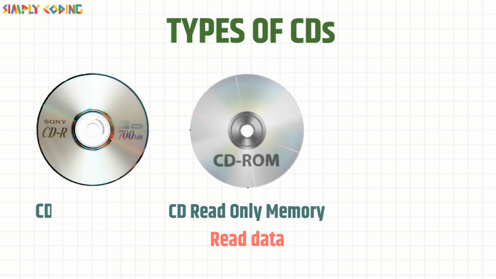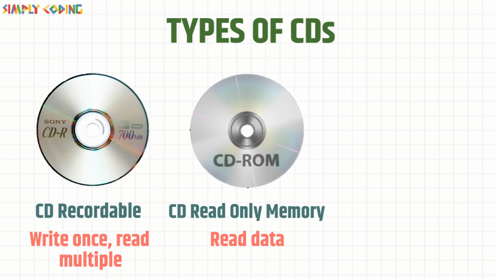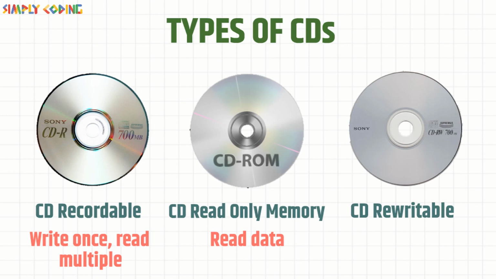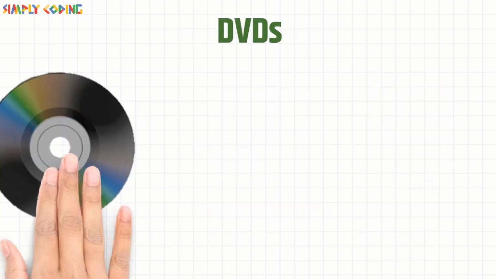Then there are CD-R or CD recordable, where data can be written only once and then can be read multiple times. In CD-RW or CD rewritable, the data can be written multiple times, so it is also known as erasable CD. Next we will cover DVDs.